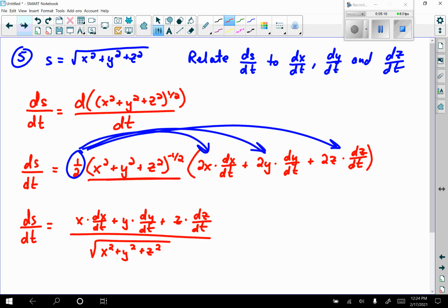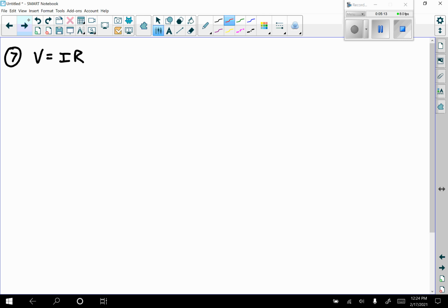Okay, now for number 7, in a way this is kind of like the 6-step plan, but not written out in an identical way there.